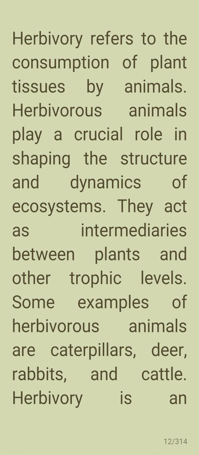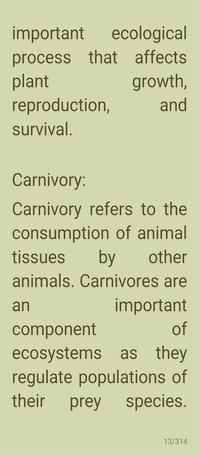Herbivory refers to the consumption of plant tissues by animals. Herbivorous animals play a crucial role in shaping the structure and dynamics of ecosystems. They act as intermediaries between plants and other trophic levels. Some examples of herbivorous animals are caterpillars, deer, rabbits, and cattle. Herbivory is an important ecological process that affects plant growth, reproduction, and survival.